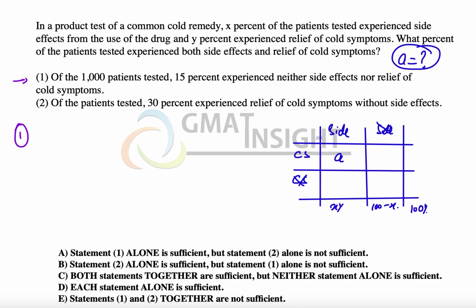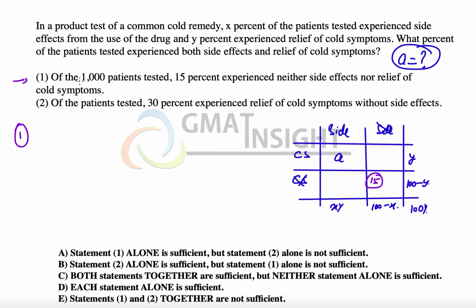The question is talking about Y% experienced relief of cold symptoms. So we also know that this was Y, so this was 100 minus Y, but the question was talking about all the patients that were tested. However, statement 1 is talking about only the 1000 patients tested, 15% experienced neither side effect nor the relief of cold symptoms. That means this particular region is equal to 15 in a way, and that too if the 100% is equal to 1000.